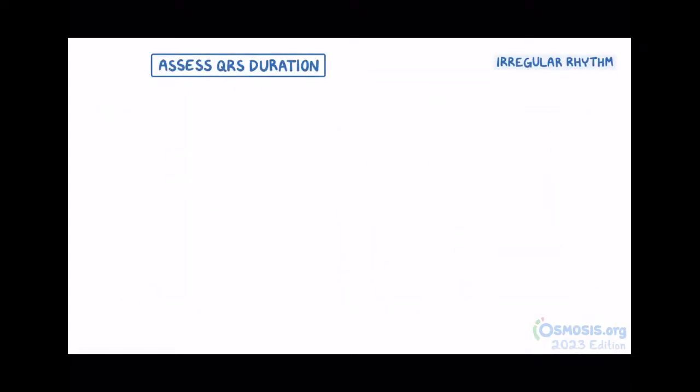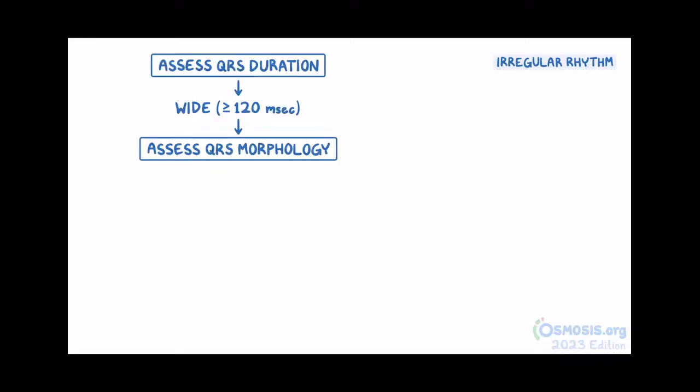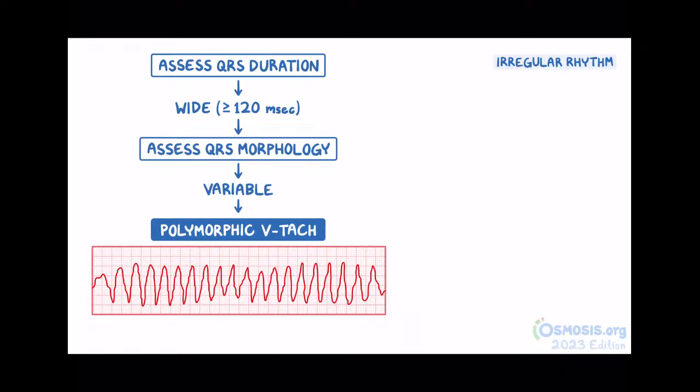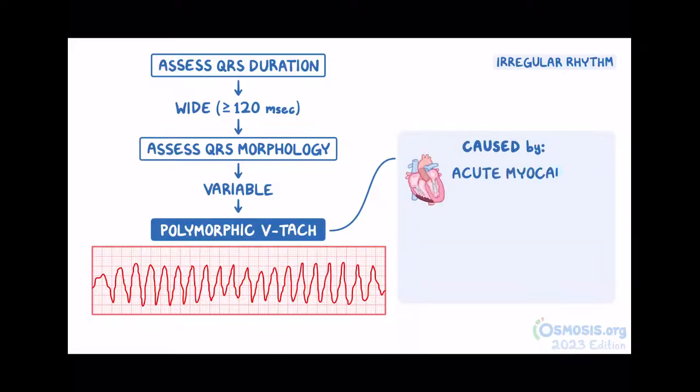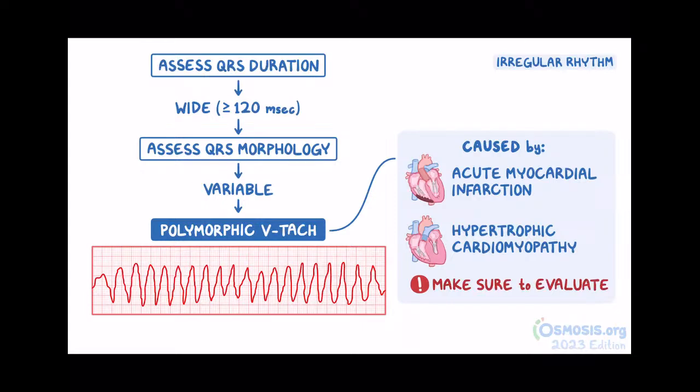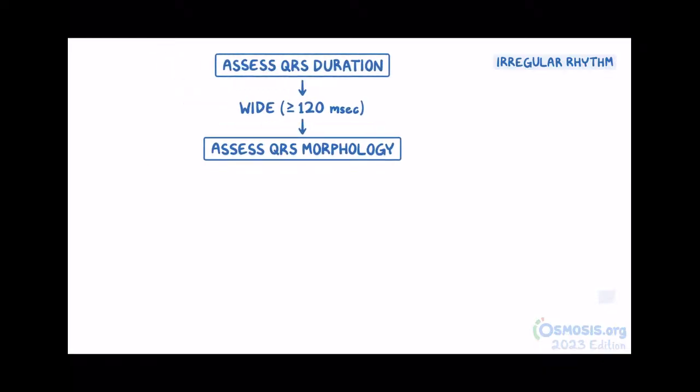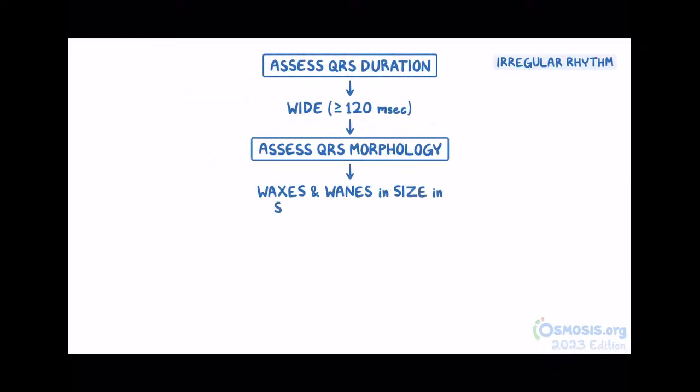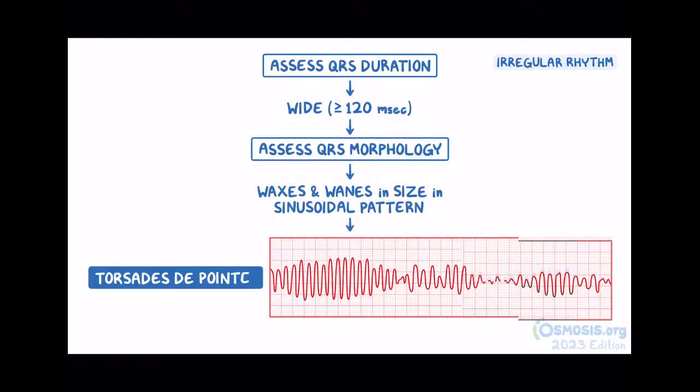If the ECG shows an irregular rhythm with QRS complexes that are wide, meaning over 120 milliseconds, there's an irregular wide complex tachycardia. In this case, again assess the morphology of each QRS complex. If it's variable, that's polymorphic ventricular tachycardia, or polymorphic VTAC for short. Polymorphic VTAC is commonly caused by acute myocardial infarction or hypertrophic cardiomyopathy, so if you see it, make sure to evaluate for these conditions. If the wide QRS complex waxes and wanes in size in a sinusoidal pattern, diagnose torsade de pointe.